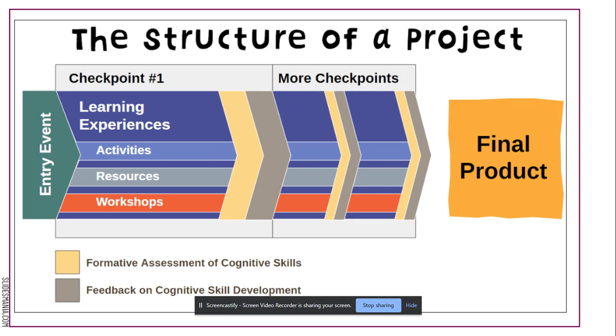Next, let's take a look at checkpoints. Throughout the project, students complete checkpoints. Checkpoints are opportunities for formative assessment and feedback on cognitive skills. Checkpoints often lead up to or contribute to the final product. At checkpoints, students and teachers assess progress on cognitive skill development and use that data to determine follow-up learning experiences. Checkpoints occur periodically throughout the project and are student-led individual tasks so that students may rehearse and receive feedback individually.